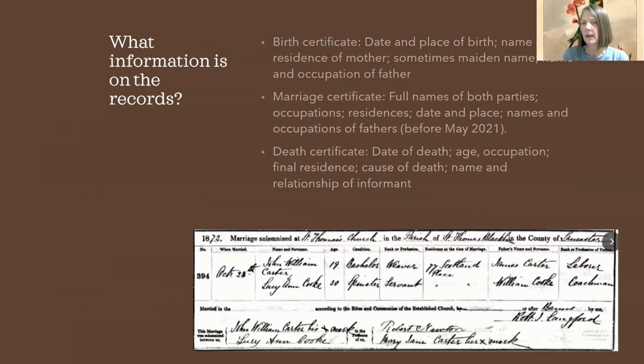The marriage certificate has the full names of both parties, so this helps if you cannot find a maiden name. The occupations, the residences, the date and place, the names and occupations of fathers before May 2021.